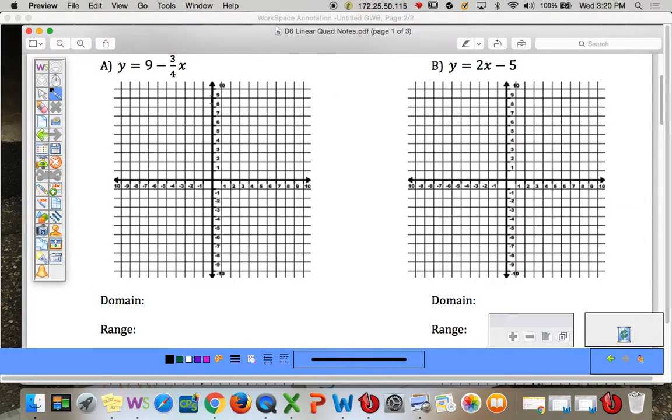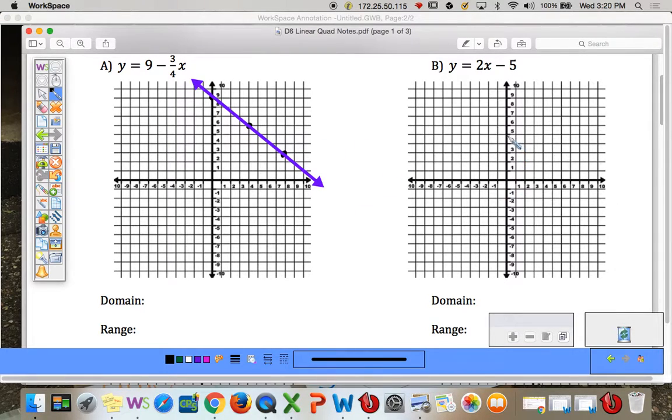Okay, so this one starts at 9, and the slope is negative 3/4. So what that means is we're going to go down 3, over 4. Let's do it one more time. Down 3 over 4. And then we're going to draw an arrow with our line here. And this represents our line, 9 minus 3/4 x. Let's try the next one.